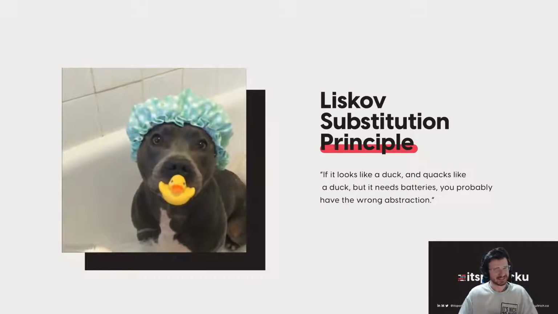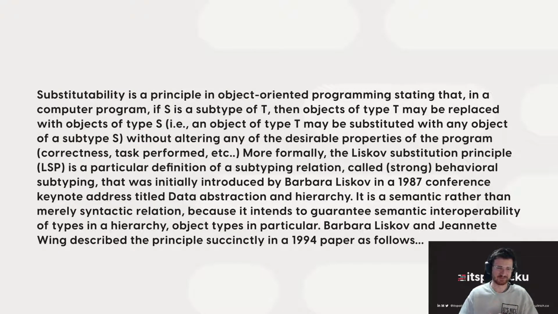Like, I was like, okay, and how do I use that while I'm coding? Because I don't want to have to sit down and think about something just to refactor. It should just come to me. So I figured, you know what? Let's read the actual definition. Substitutability is a principle in object-oriented programming, stating that in a computer program, if S is a subtype of T, I'll just stop there. All right. I think we just got to look at a couple of examples.